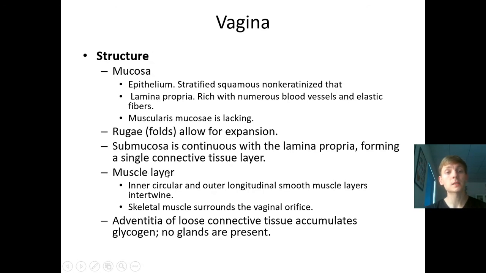The muscle layer is composed of inner circular and outer longitudinal smooth muscle layers, and it's also supported by skeletal muscles around the vaginal orifice. The adventitia, or fibrous connective tissue, accumulates glycogen. No glands are present in the vagina, so please remember it. If I'm not mistaken, that's it.